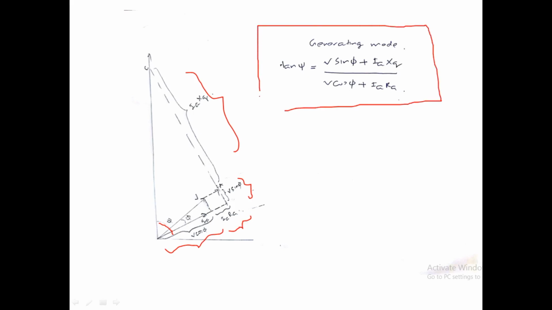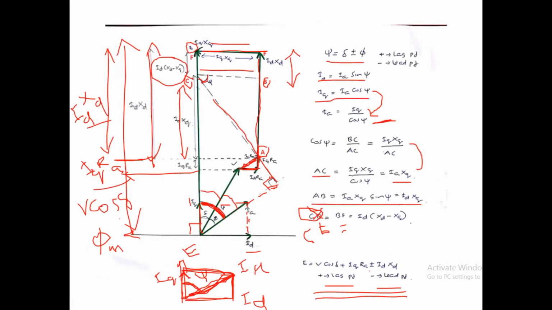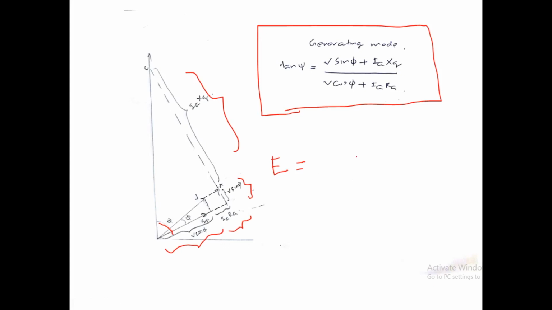So this relation also you should remember. This is very important. So this relation and the relation of E equal to V cos delta plus IQRA plus or minus IDXD, those two relations are very, very important. So the relation of E, the relation of tan psi, and what is ID in terms of Ia, and what is IQ in terms of Ia. These relations are very much required for us to do our problems.